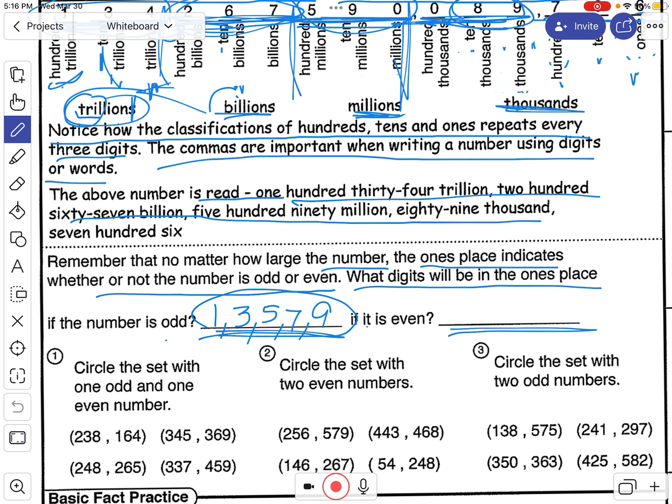Now, see if you can pause the video and write down all the digits that need to be in the ones place if it's an even number. Okay, you should have already written this. 0, 2, 4, 6, and 8. Those are all even numbers.